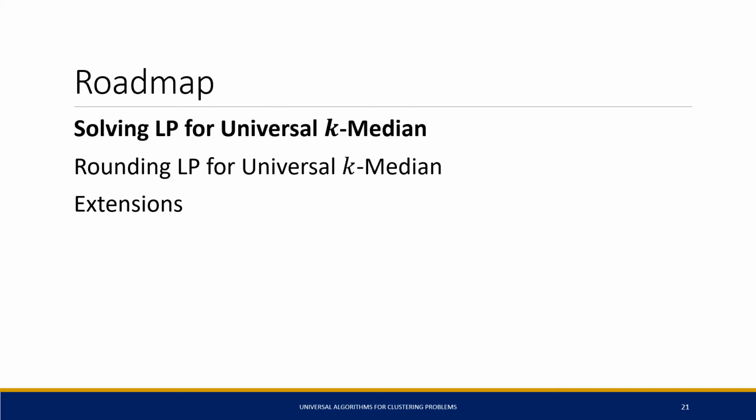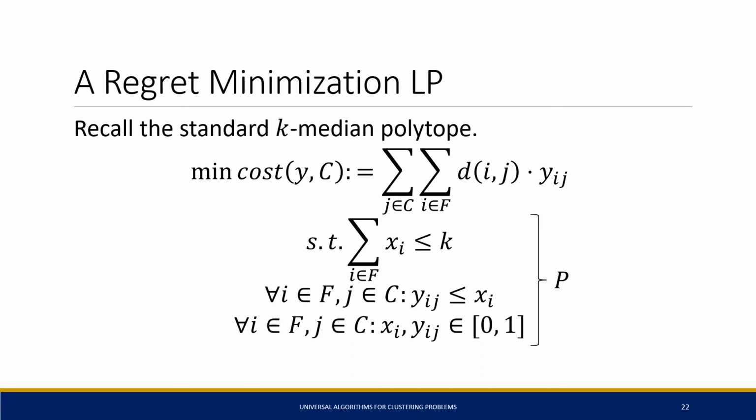Okay, so let's start with solving the LP for universal k-median. To write the LP for universal k-median, we're just going to start with the standard k-median polytope. I assume most of you are probably at least somewhat familiar. If not, the details aren't too important. The main thing is just to know that we can write the objective as some function of these variables y and then the client c. And then we're just going to refer to the rest of the constraints as the polytope P. So this is the standard k-median LP.